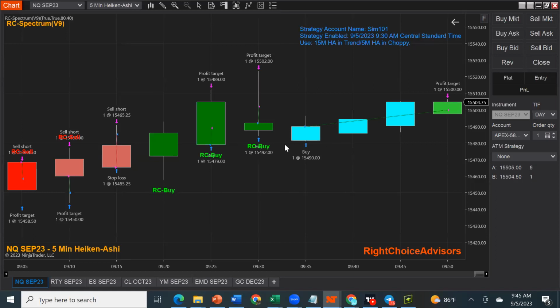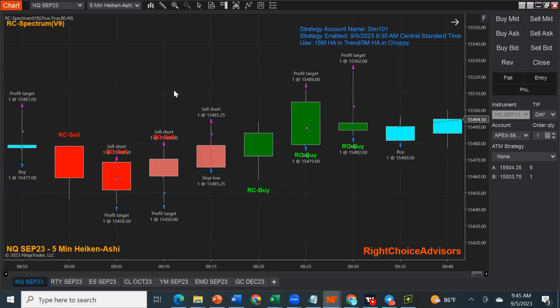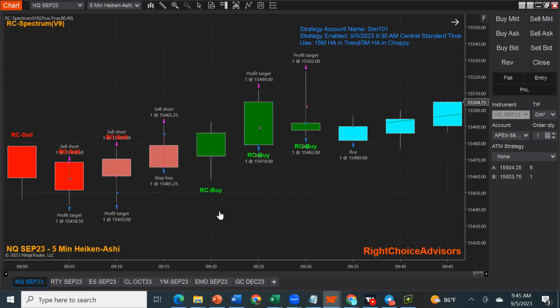I don't know if you can see the green line here, but if you see that green, that means we are making profits. To change it to white mode, so you may be able to see that.